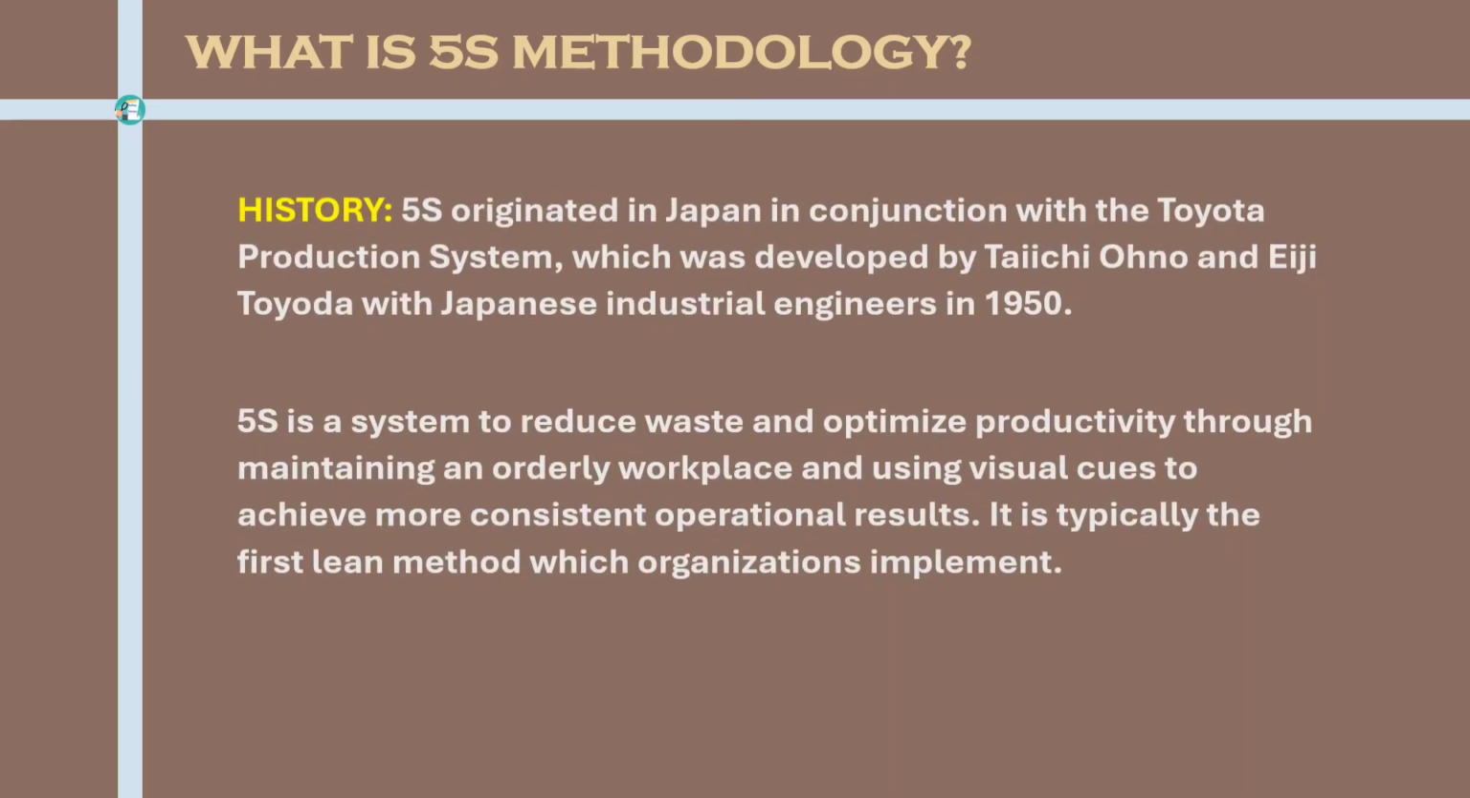History. 5S originated in conjunction with the Toyota production system. It quickly gained popularity worldwide as a simple yet effective method for eliminating waste from the manufacturing process. 5S is a system to reduce waste and optimize productivity through maintaining an orderly workplace and using visual cues to achieve more consistent operational results. It's typically the first lean method.